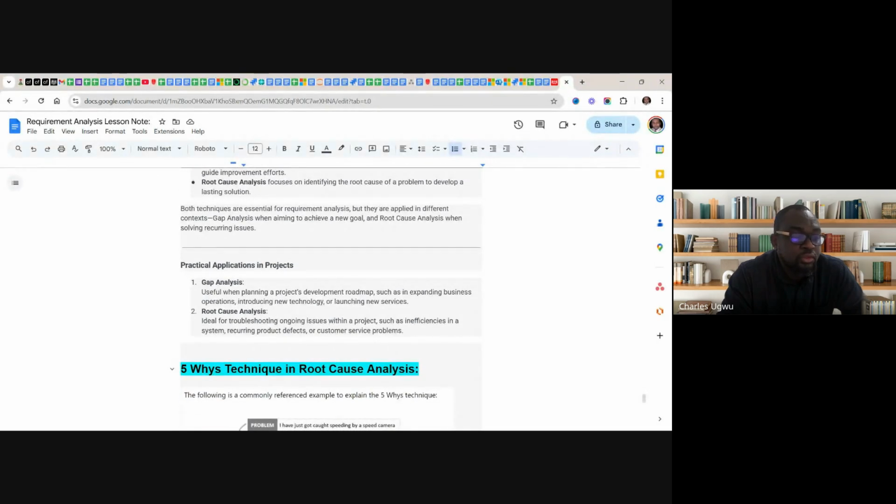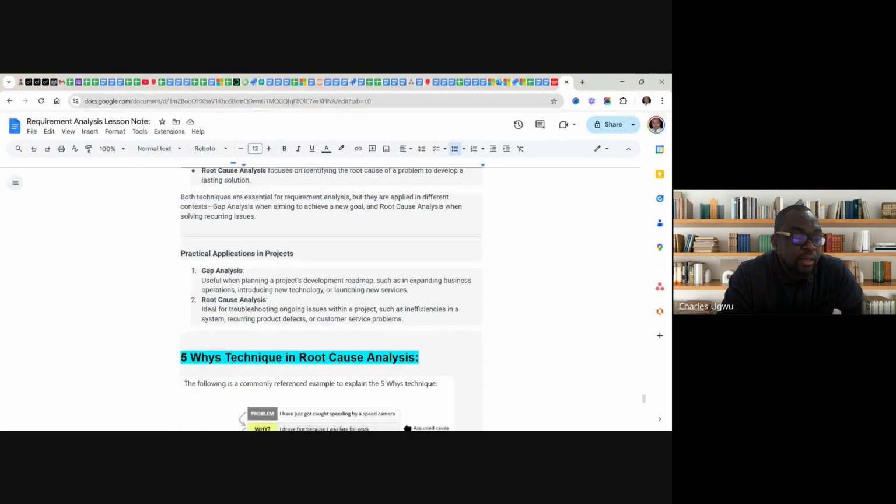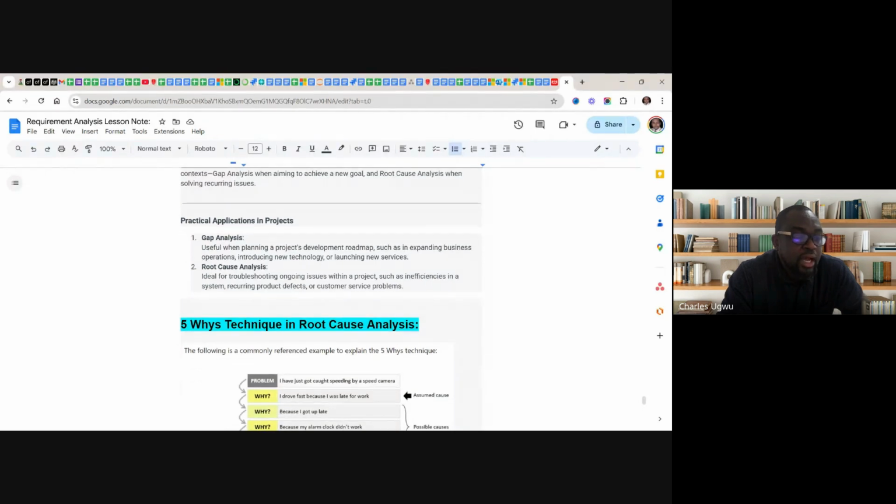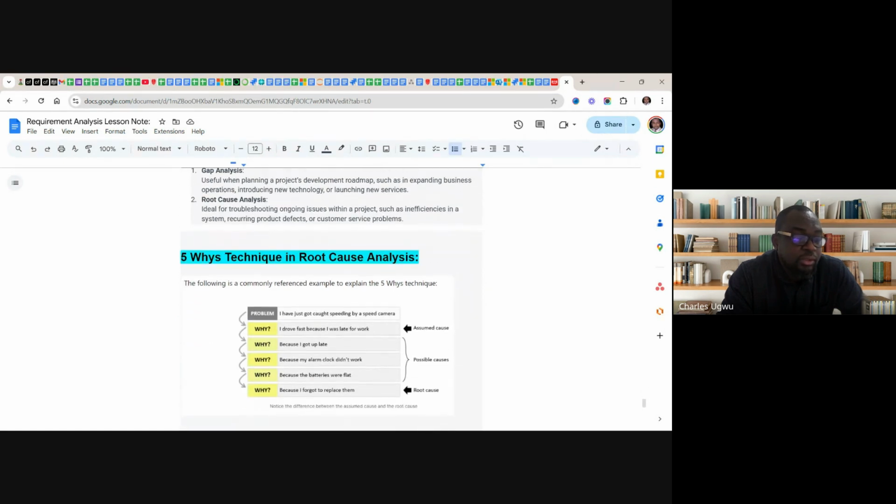So, a practical guide. Gap analysis is useful when planning a project's development roadmap, such as expanding business operations, introducing new technologies, or launching new services. Root cause analysis is ideal for troubleshooting ongoing issues within a project, such as inefficiencies in a system, recurring product defects, or customer service problems.